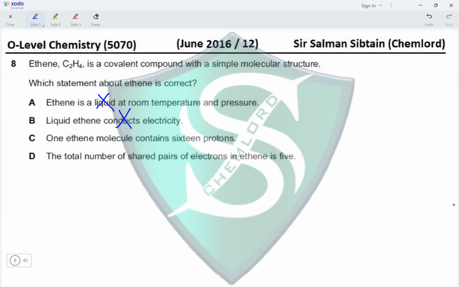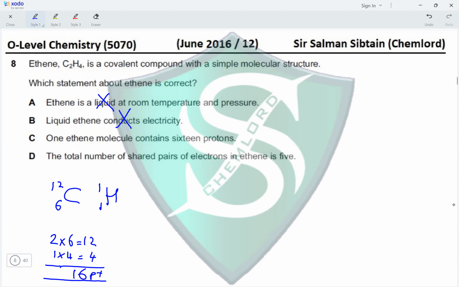One ethene molecule contains 16 protons. This needs to be calculated. So ethene has 2 carbon atoms and 4 hydrogen atoms. The proton number for carbon is 6. So 2 times 6 gives us 12, plus 1 times 4 gives us 4. In total, 12 plus 4 is 16 protons in all the atoms present in ethene. So one ethene molecule contains 16 protons. Yes, this is correct. And the last one, the total number of shared pair of electrons in ethene is 5.